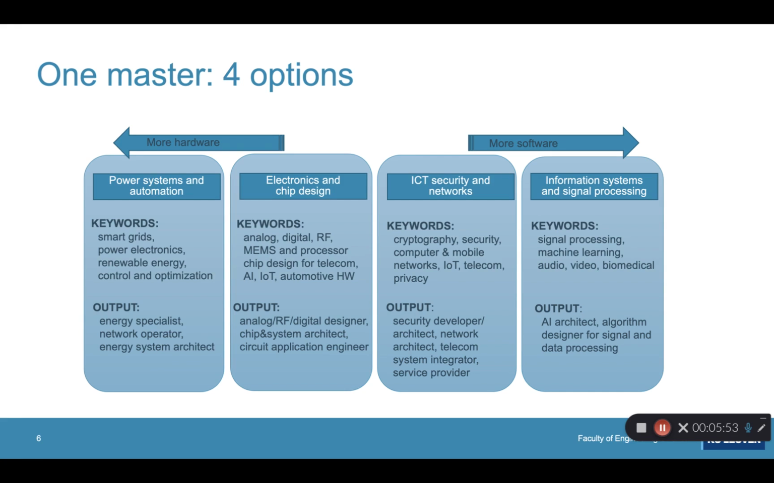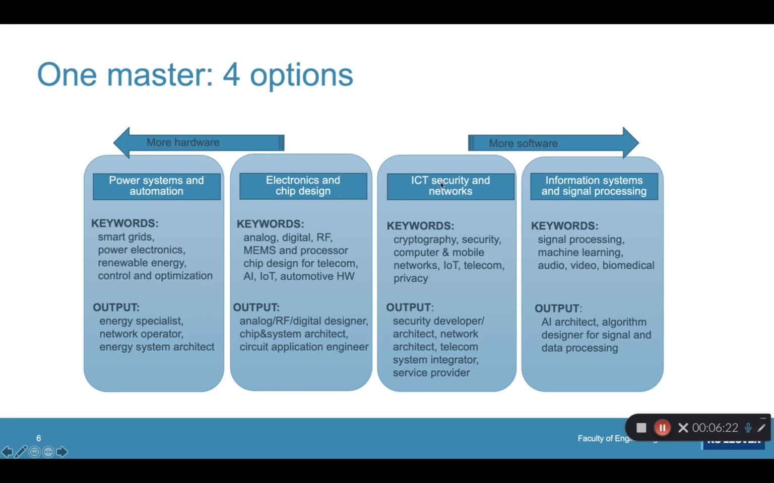The second option is what you could call the electronics engineer in the narrow sense of the word, about design of chips and circuits, analog circuits, digital circuits, RF circuits, MEMS, chip design for telecom, chip design for AI, for IoT, automotive hardware, which is useful if you want to become a designer of analog, RF or digital chips, a chip and system architect, or a circuit application engineer.